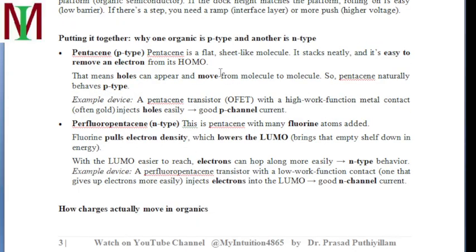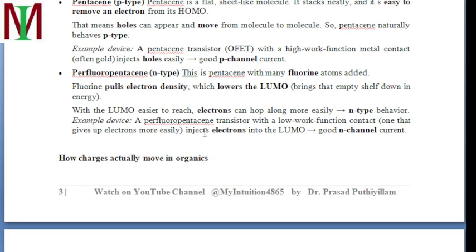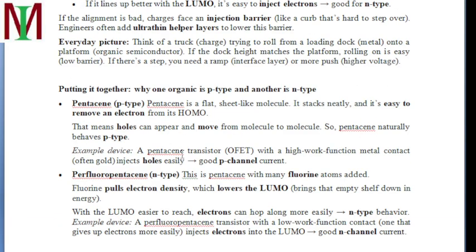So pentacene, which actually gives p type, has the structure you can see, a flat sheet-like molecule. It can be stacked. You can keep one pentacene molecule above the other pentacene molecule. You can keep stacks, just like we keep CDs or biscuits one over the other. Same way we can stack gold plates one over the other. We call it stacks.